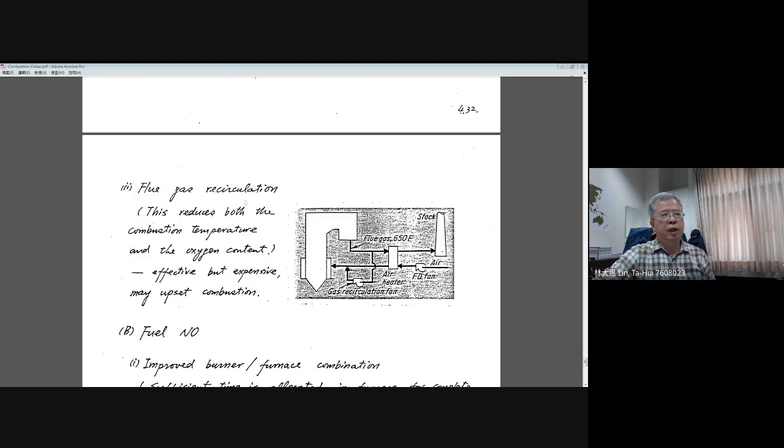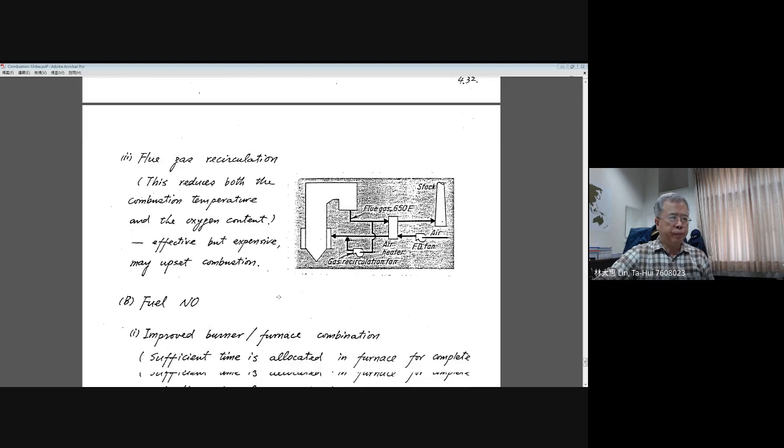And this flue gas recirculation is a good measure to reduce the flame temperature, but you need to have an arrangement for recirculating the flue gas back into your combustion chamber.